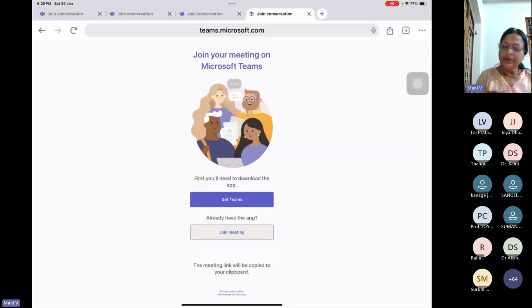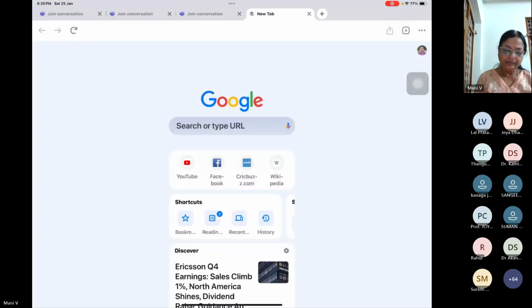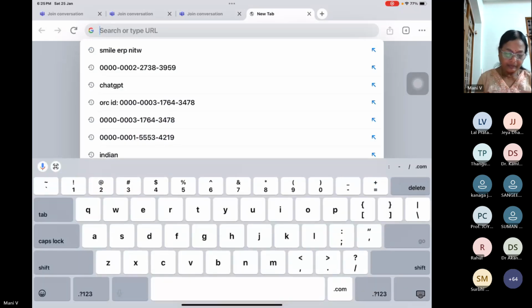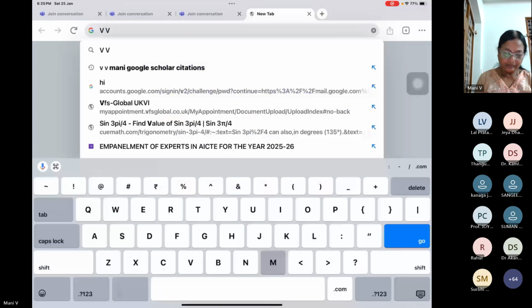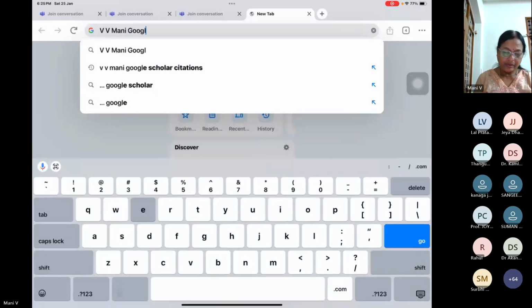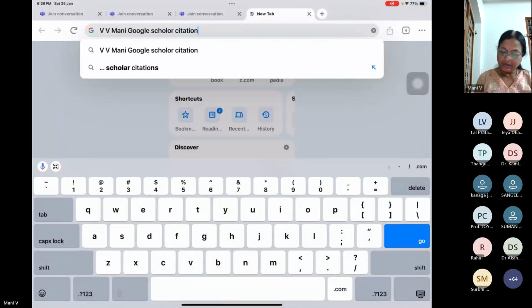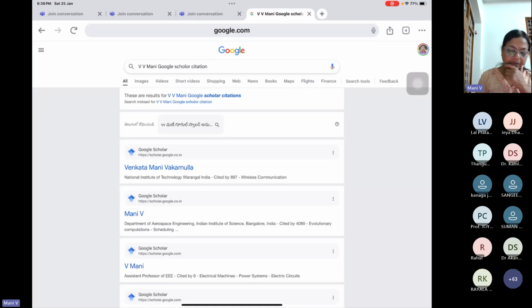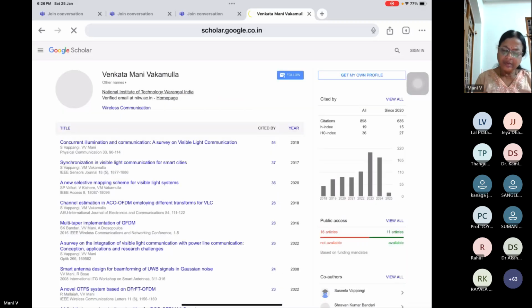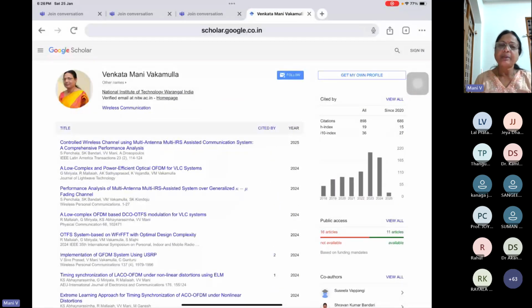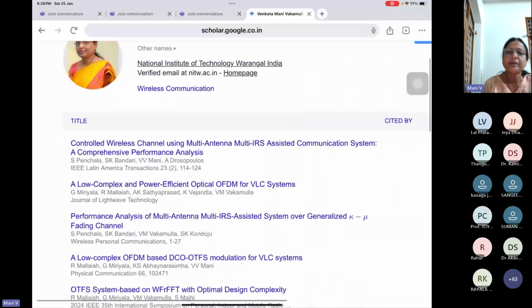You can find my Google Scholar citation. The first one is Venkatamani Vakamulla, my Google Scholar citation. You can see some of the papers which we have published in recent years. First we start with some mathematical work, and then later we implement that math on the SDR platform, and we test in real time.